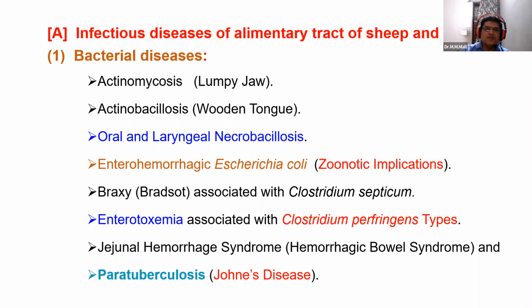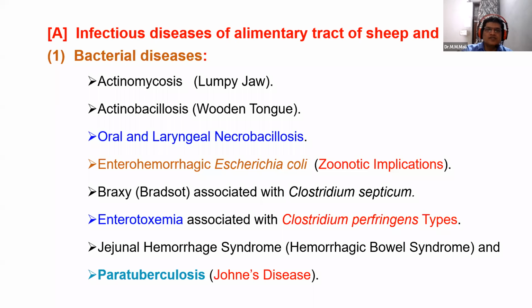Among the infectious diseases, first are the bacterial diseases. For example, actinomycosis, actinobacillosis, oral and laryngeal necrobacillosis, enterohemorrhagic E. coli infection, braxy, enterotoxemia, jejunal hemorrhage syndrome, and paratuberculosis. These are the most common bacterial conditions that affect sheep and goats and cause alimentary tract dysfunction or diseases.